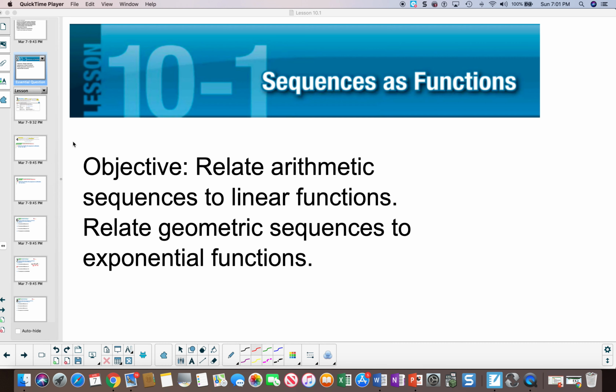Lesson 10-1, Sequences as Functions. Objective: relate arithmetic sequences to linear functions, and relate geometric sequences to exponential functions.